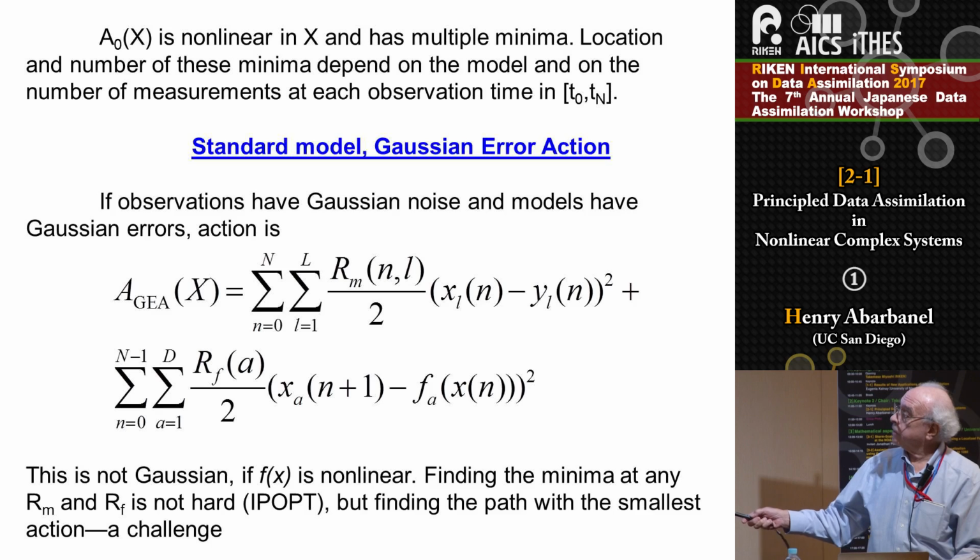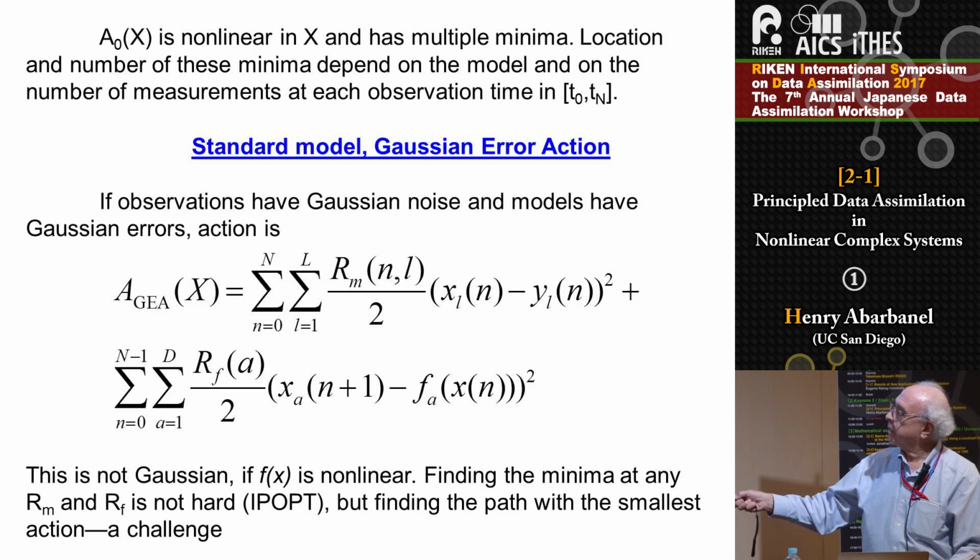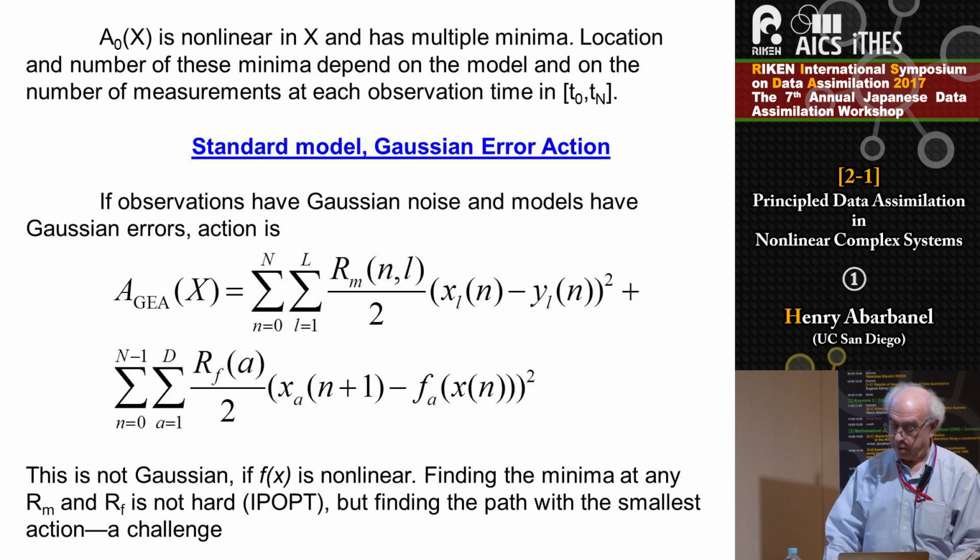You notice that I've characterized the inverse covariance of the measurement error by something I call Rm, for measurement, and the inverse covariance of the Gaussian error in the model by something I call Rf, for the function. I will show you how we use those to answer some of the questions that we want to answer.